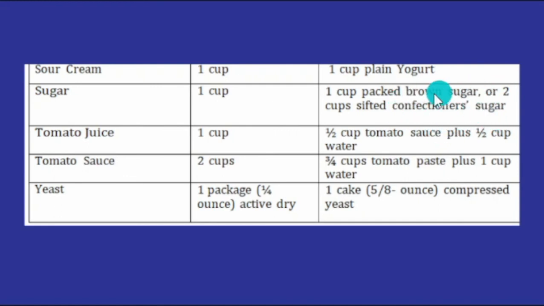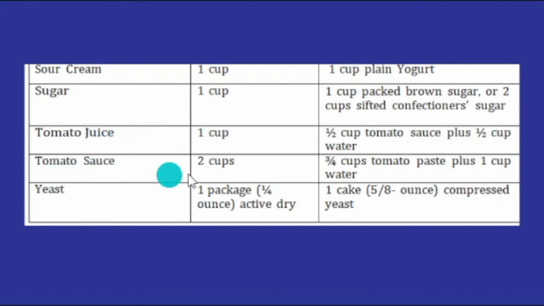When you say confectioner's sugar, these are powdered sugars. They are very fine, like powder. Tomato juice: if you want 1 cup of tomato juice, you can mix 1 cup of tomato sauce plus 1 cup of water, so you will have 1 cup of tomato juice.